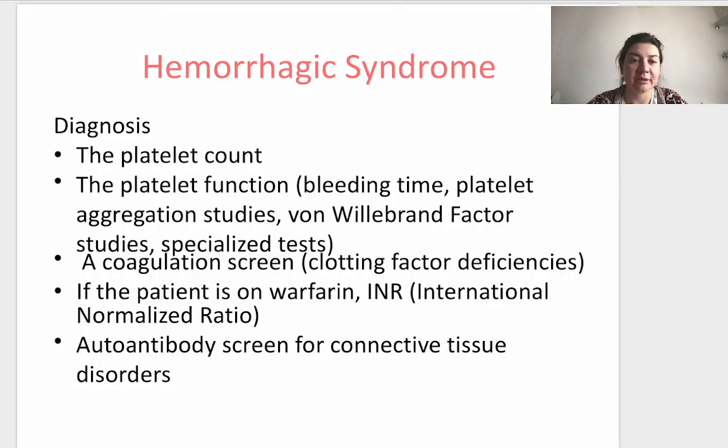Diagnosis of hemorrhagic syndrome is based on platelet count on CBC, and on platelet function tests like bleeding time, platelet aggregation studies, von Willebrand factor studies, and other specialized tests. Moreover, we can do a coagulation screen for clotting factor deficiencies. In patients on warfarin, we obligatorily check the INR, or international normalized ratio. And an autoantibody screen for connective tissue disorders that can be associated with hemorrhages too.